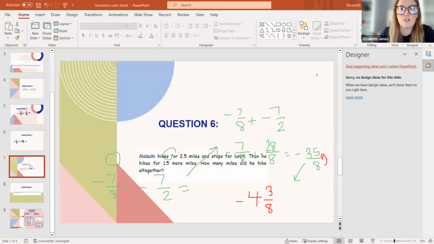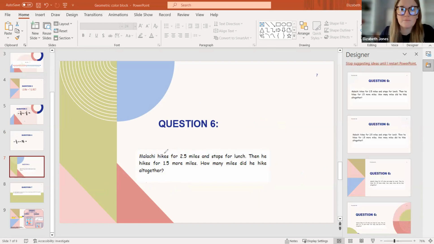We're getting close to the finish here. All right, question 6, and I'm going to go ahead and clear my drawings. Malachi hikes for 2.5 miles and stops for lunch. Then he hikes 1.5 more. How many did he hike altogether? So if he is going up 2.5 miles, and I'm assuming that his hike is on a mountain, and then he goes, switch our color here, we'll do blue, he goes another 1.5.